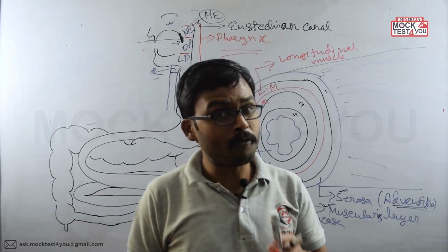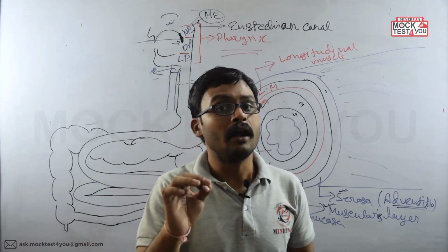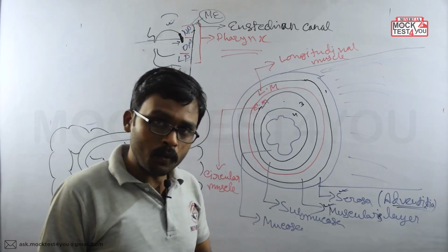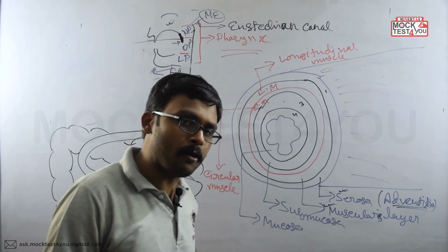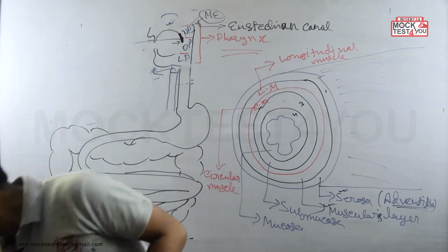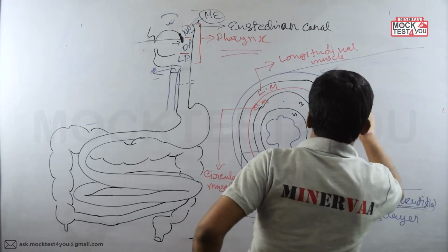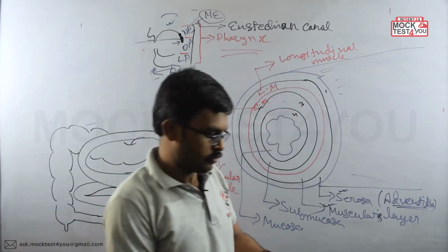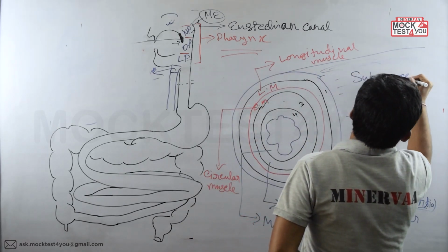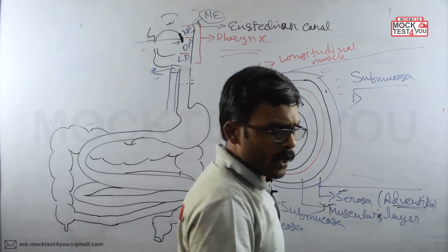It is full of connective tissue along with blood vessels, lymph, lymphoid tissue, and along with that, what else is present? Nerve connection. So in the submucosa layer, what are we getting? Let's write it over here.